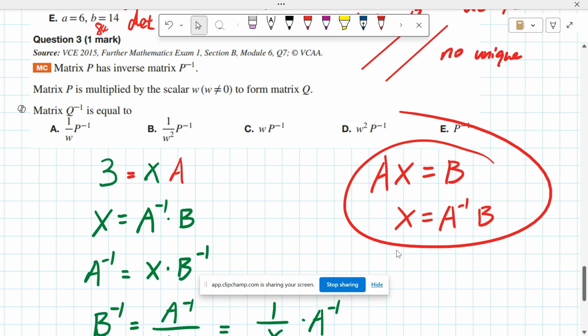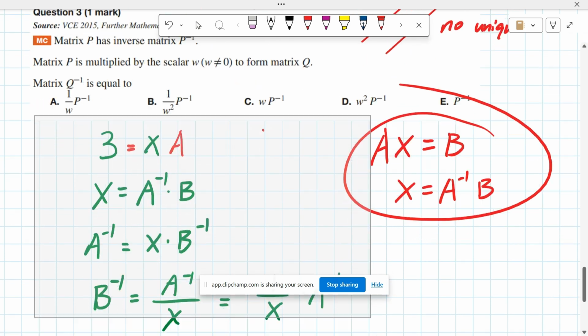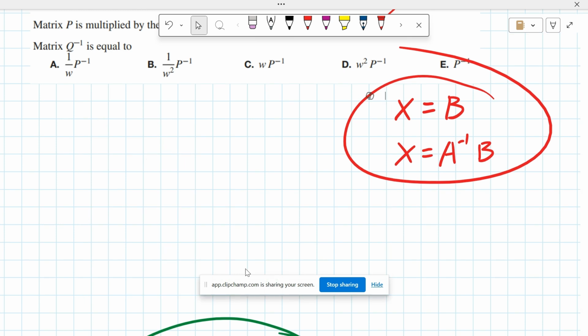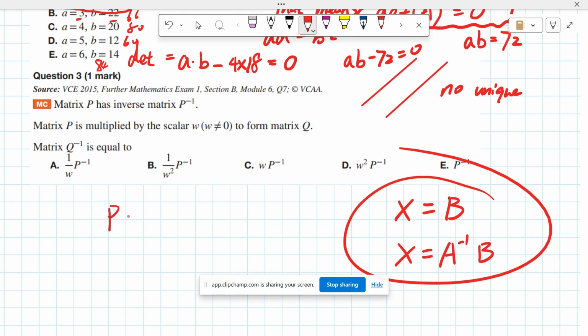We're using this rule, which is a circle. Ax equal to b, x equal to a to the power minus 1 times b. All right, so we have multiplied the scalar matrix W, and the matrix is Q. So what's the Q minus 1 equals? Okay. So if I say matrix P multiplied by W, so can you say P times W? So P times W, let me just rewrite this. Okay. So P multiplied by W equal to Q.